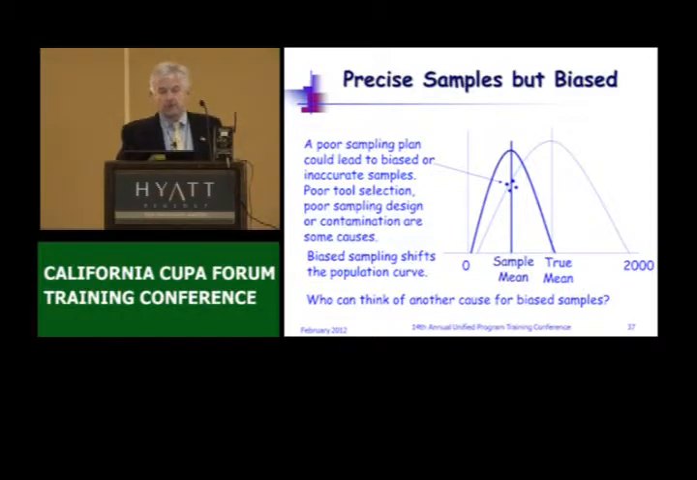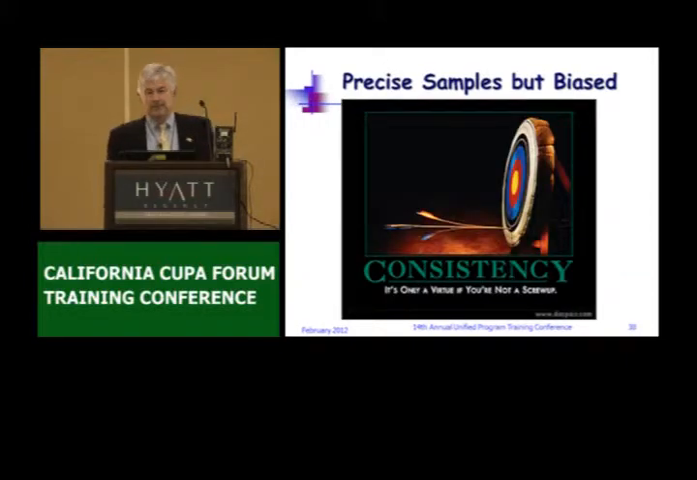And there's all sorts of reasons for biased samples, but really, if you're random, you have clean tools, you're thinking through your process, you shouldn't introduce bias. And this is an example of precise samples that are not biased. We talk a lot about consistency in the CUPA world, but I say it's only a virtue if you do it right.